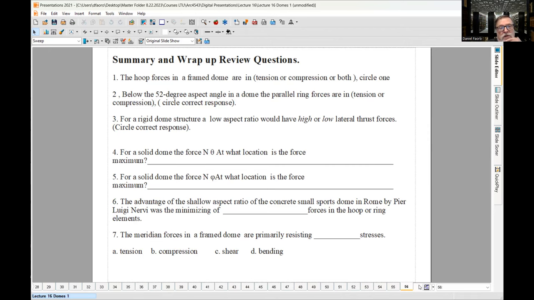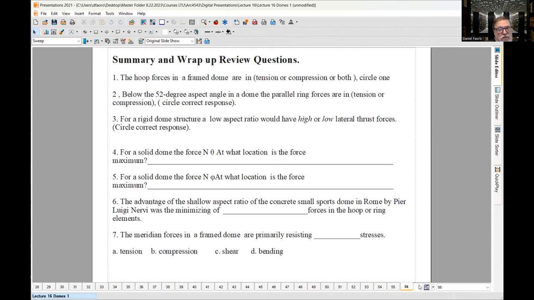For a rigid dome structure, a low aspect ratio would have a high or low lateral thrust force? If it's a shallow aspect ratio dome, does it have a high thrust force or a low one? We talked about it earlier. Anybody? High. Yes, I got a high on that.